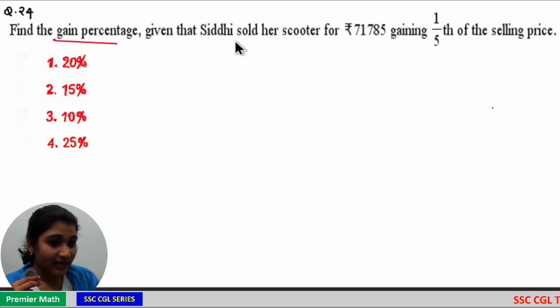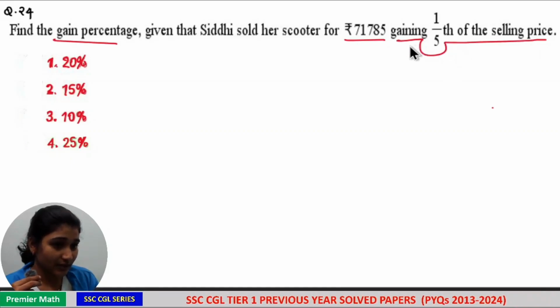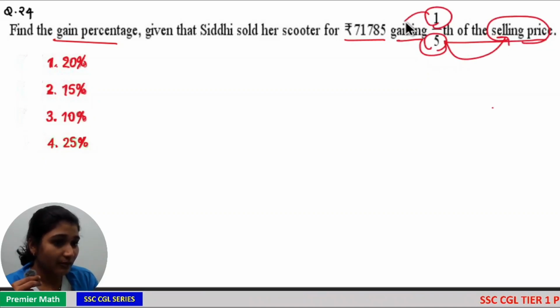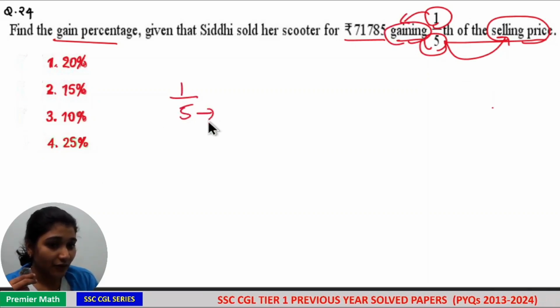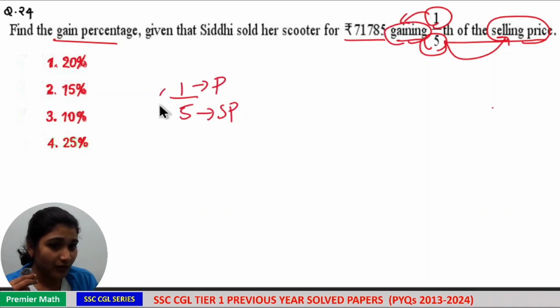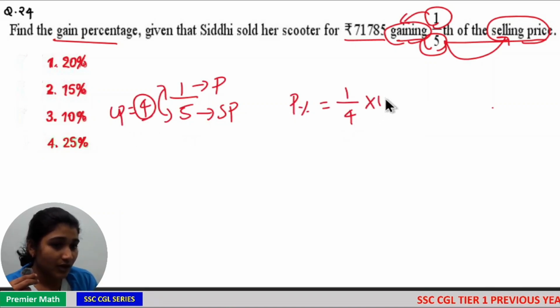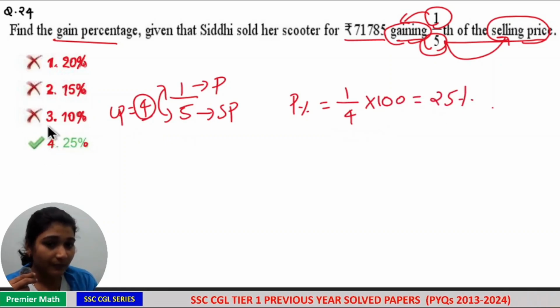Find the gain percentage given that Siddhi sold a quota for 71,785, gaining 1/5 of the selling price. Here gain is 1/5 of selling price, which means the denominator 5 part represents the right hand side, selling price, and numerator 1 part represents the left hand side, gain. So 1/5 is the gain means 5 parts is selling price, 1 part is profit. Then selling price minus profit is cost price, which is 5 minus 1, 4 parts. Then profit percentage is 1 part profit generated out of these 4 parts cost price. Convert it into percentage, which is 25%. Option 4 is your answer.